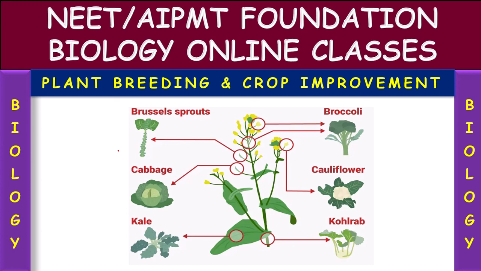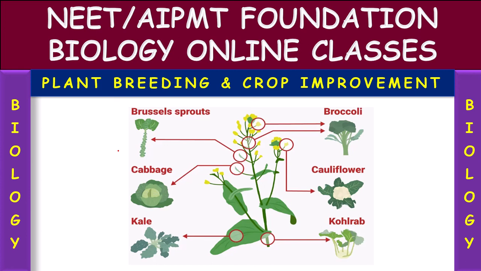What is plant breeding, children? Plant breeding is the genetic improvement of crops in order to create desired varieties of plant types that are better suited for cultivation, that give better yields and that are resistant to diseases, isn't it? The main steps: we have studied various methods of plant breeding and crop improvement, isn't it?